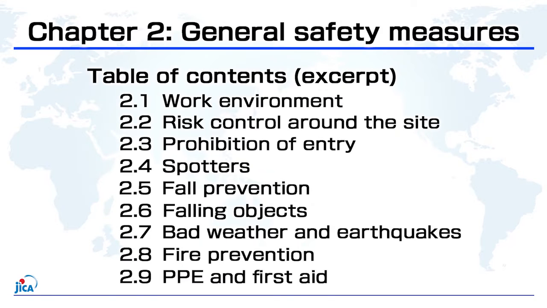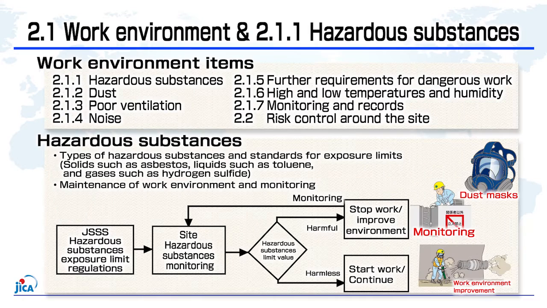Chapter 2 sets out general safety measures common to construction works. This chapter covers the safety measures to be taken by the contractor in the following 9 sections. We would now like to review the contents of Chapter 2. The contractor is obligated to provide a safe and healthy work environment for its personnel. Section 2.1 contains specific requirements for the work environment, monitoring and risk control around the site to be implemented by the contractor.